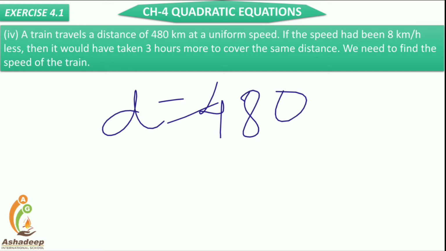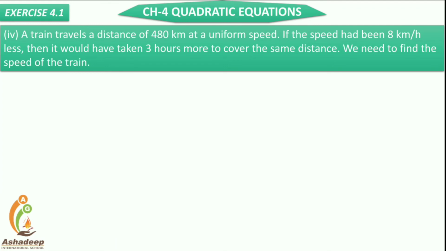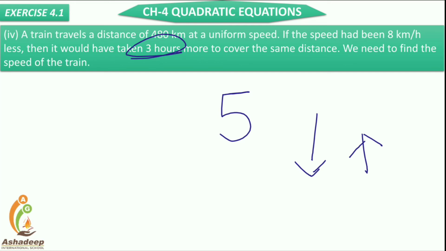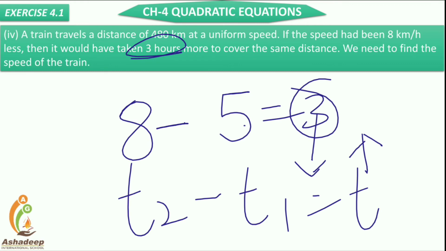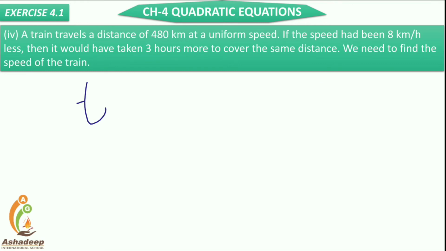अब यहाँ पर क्या दिया, if the speed is 8 kilometers per hour less. देखो फॉर एग्जाम्पल पहले हमको 5 घंटे का टाइम लग रहा था, लेकिन अब स्पीड कम हो गई है, तो टाइम ज़्यादा हो जाएगा. 3 घंटे ज़्यादा लग रहा है, तो इसमें 3 मुझे ऐड करना पड़ेगा. सो दिस इज T2, दिस इज T1, इज इक्वल्स टू T. सो ये फॉर्मूला से हम चलेंगे, दैट इज T2 माइनस T1 इज इक्वल्स टू T.